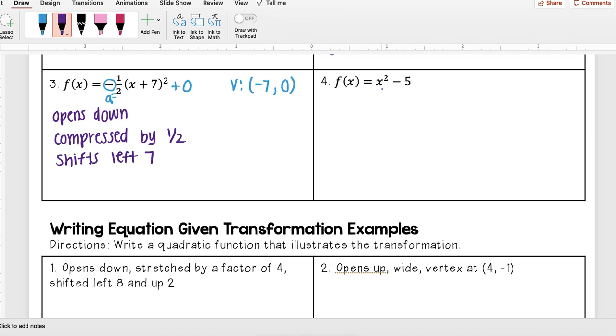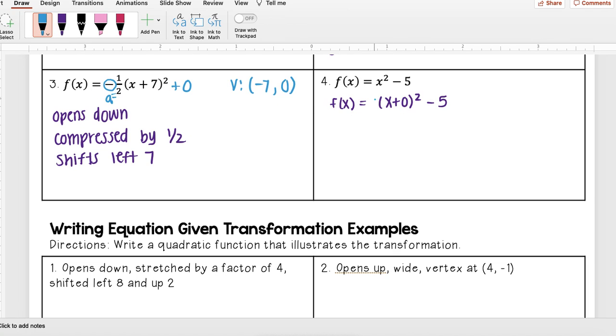Okay, and then for this last one, this one looks a little bit different. I have x squared here. It doesn't have that x plus or x minus anything. So I can go ahead and actually just rewrite this as x plus 0 squared minus 5. So kind of similar when we're missing the k, where we just add a 0. When you miss the h, you can add a 0 there as well.